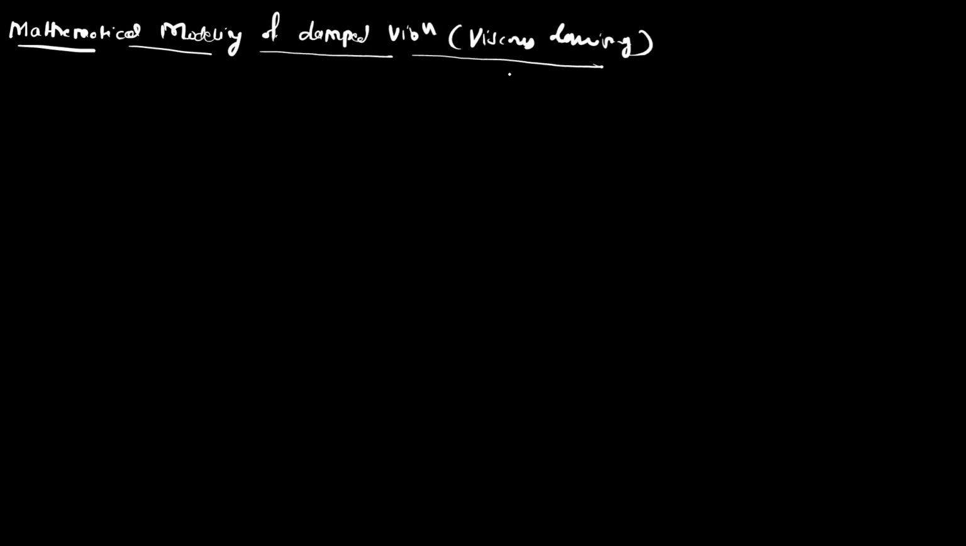So it is the mathematical modeling of the viscous damped vibration. First we will find out the equation of motion. So this is the simple damped vibration system. Basically this is a schematic diagram. So stiffness is K and the damping constant is C. Okay.